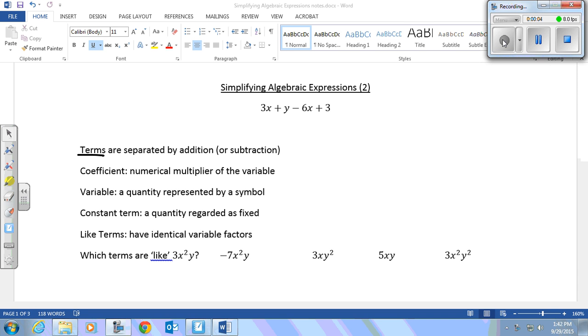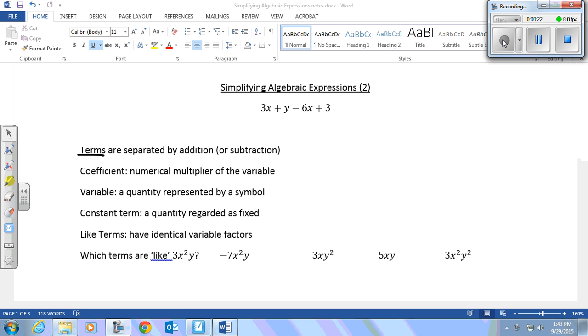In this lesson, we're going to look at simplifying algebraic expressions, which we did look at earlier in the semester, but then it was more substituting values into the expression and simplifying. In this case, though, we're just going to simplify them and we won't be evaluating them.